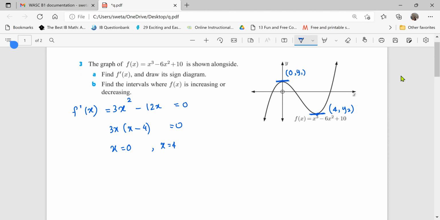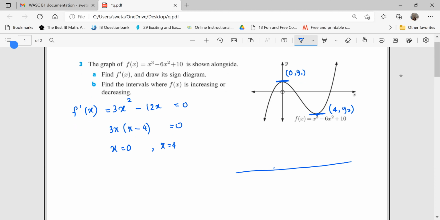In order to draw the sign diagram, let's draw a straight line. We want to know whether the function is increasing or decreasing before and after these turning points. As we can see, before x equals 0, if I draw tangent lines, all these lines have a positive gradient. Sorry, I first said negative, but the gradient is positive, so it's an increasing function. As we draw the tangent lines, the gradient is positive and the function is increasing.